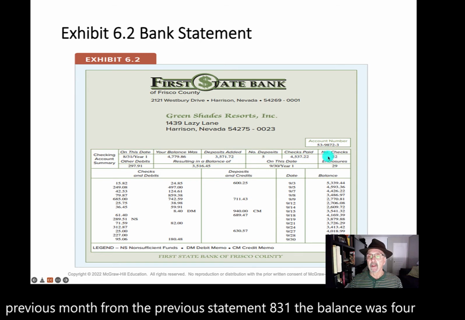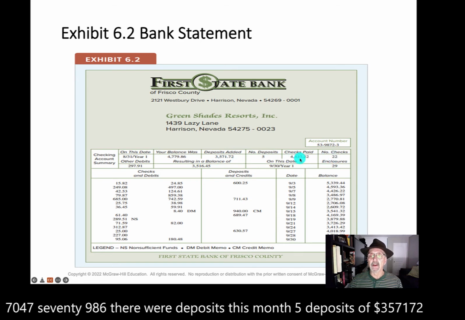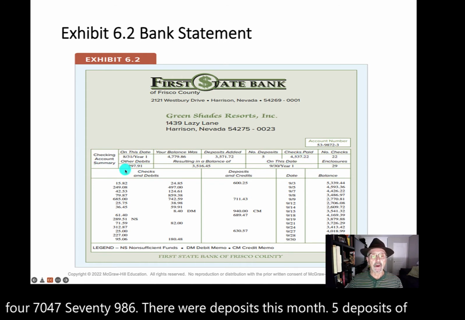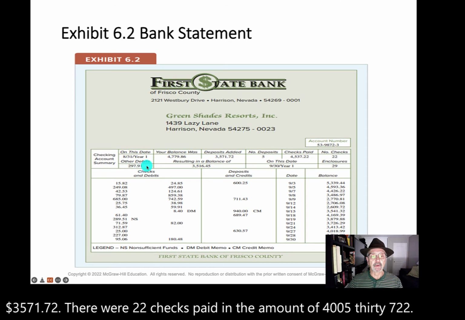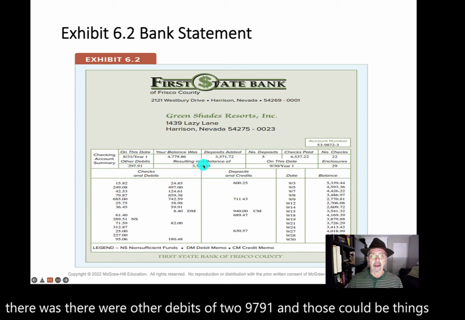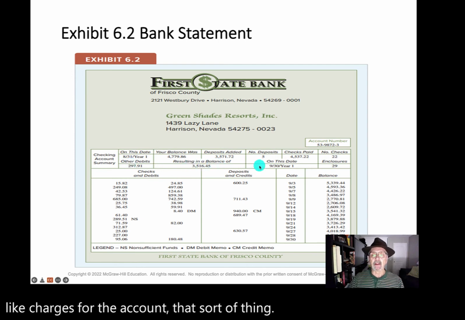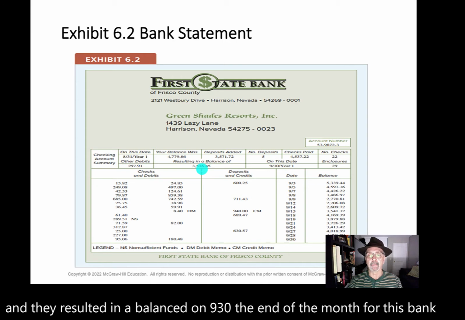There were deposits this month, 5 deposits of $3,571.72. There were 22 checks paid in the amount of $4,537.22. There were other debits of $297.91, and those could be things like charges for the account, that sort of thing. And they resulted in a balance on 9/30, the end of the month for this bank statement, of $3,516.45.